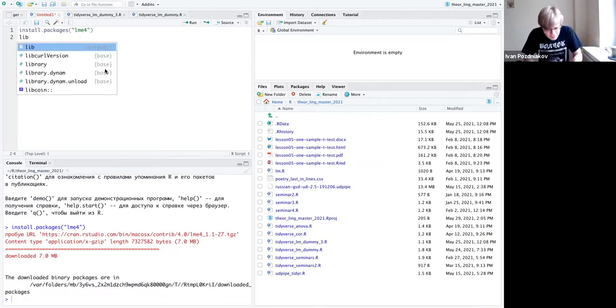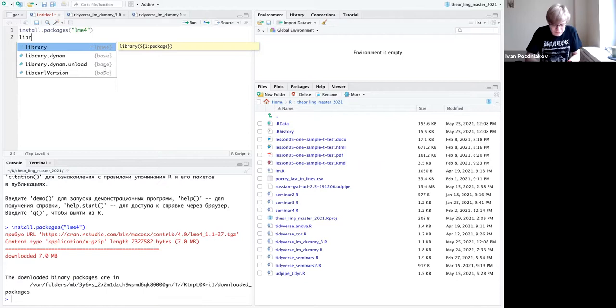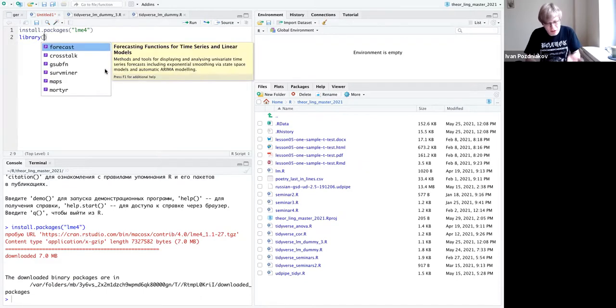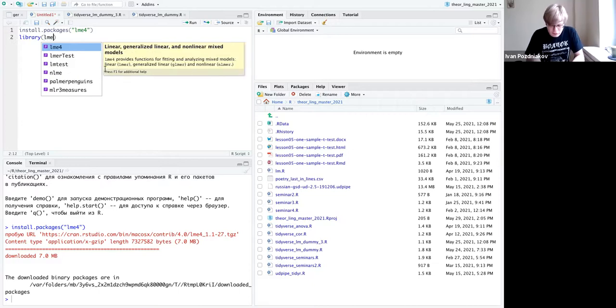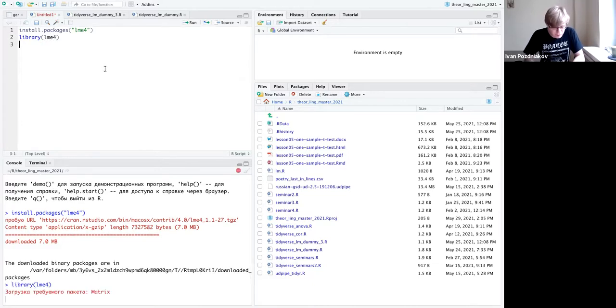And of course, you need not only to install the package, but also import it. You need to install the package only once and import it every time you work with it. Don't forget that. So if you see something like that, it seems that everything is okay.